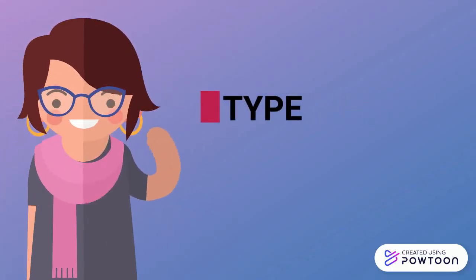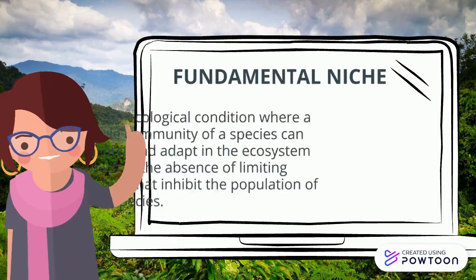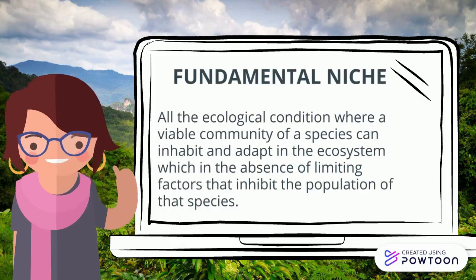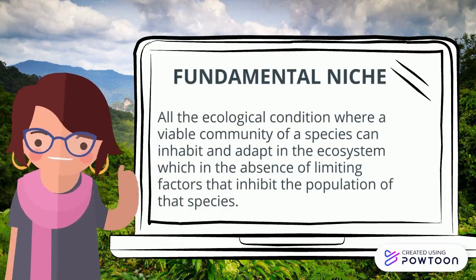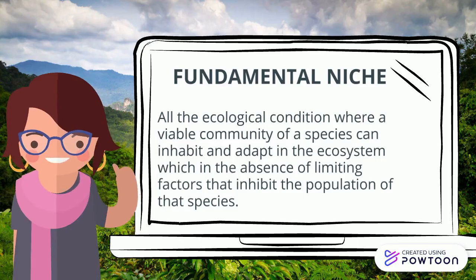Next is the types of niche. Niche has two types, which are fundamental niche and realized niche. Fundamental niche: all the ecological conditions where a variable community of species can inhabit and adapt in the ecosystem, in the absence of limiting factors that inhibit the population of that species.